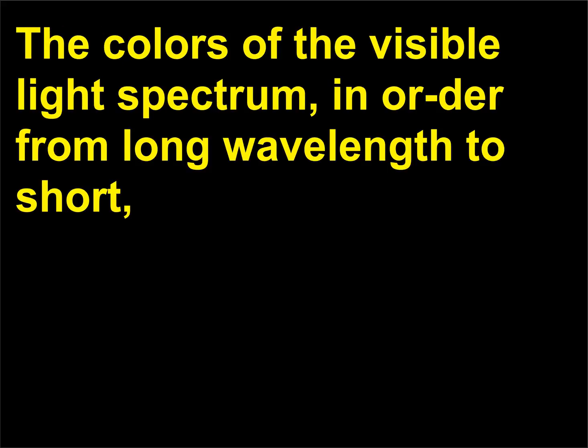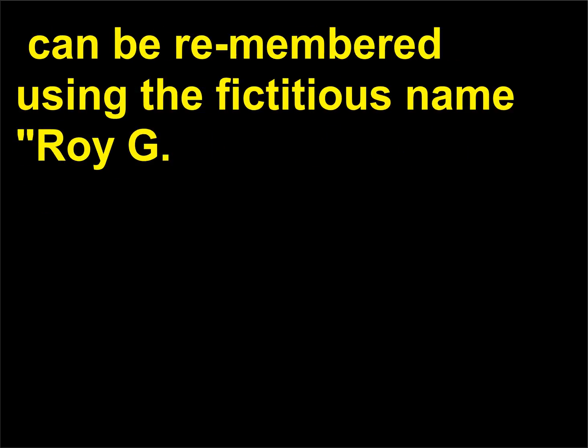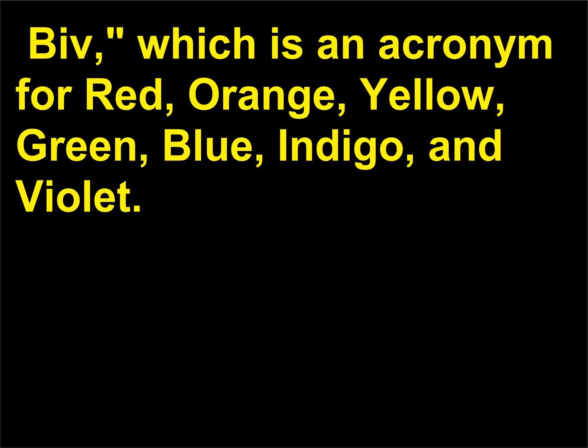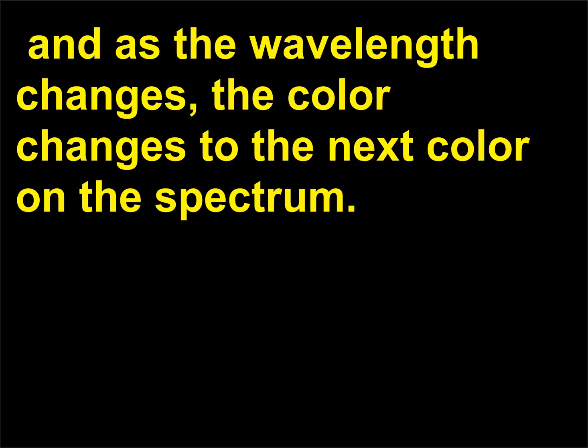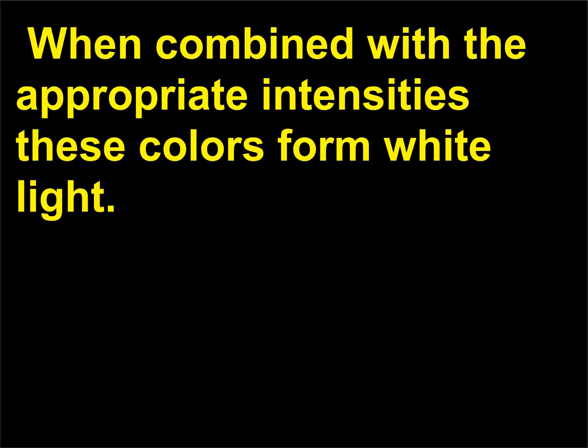Who is Roy G. BIV? The colors of the visible light spectrum, in order from long wavelength to short, can be remembered using the fictitious name Roy G. BIV, which is an acronym for red, orange, yellow, green, blue, indigo, and violet. Each individual color has a particular wavelength. And as the wavelength changes, the color changes to the next color on the spectrum. When combined with the appropriate intensities, these colors form white light.